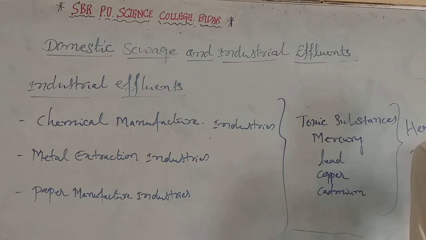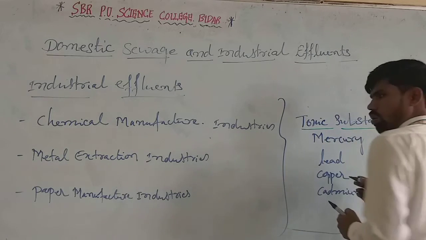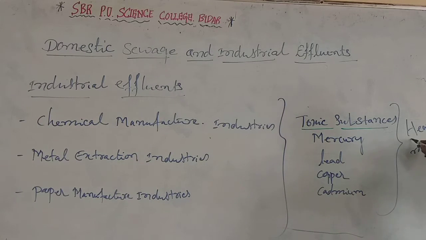These are what? Heavy metals. They are toxic substances, so it is not good for human consumption. So what are the heavy metals? Mercury, lead, copper, etc.